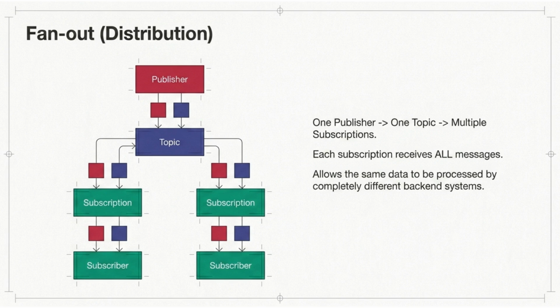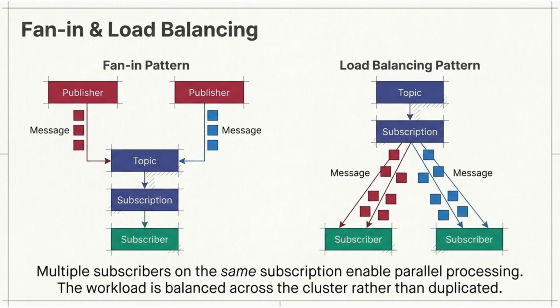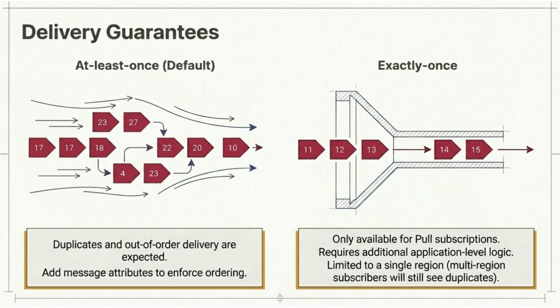Fanout allows a single publisher to send messages to one topic, which is then distributed to multiple subscriptions. This enables different backend systems to process the exact same data. The default delivery guarantee is at least once, where duplicates and out-of-order delivery are expected. Exactly once is available for pull subscriptions, but requires additional application-level logic and is limited to a single region.